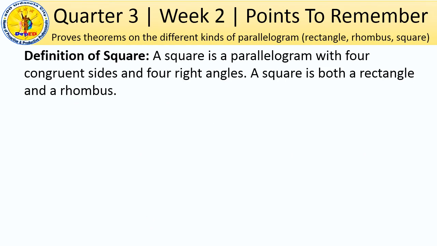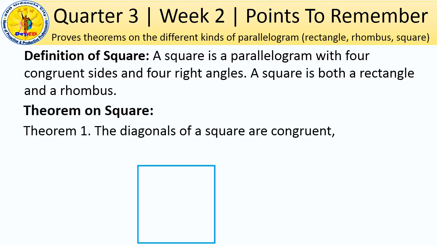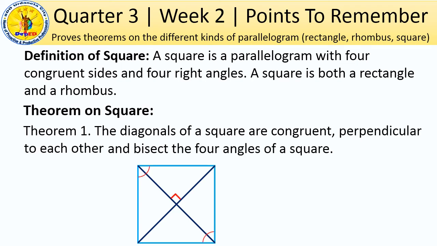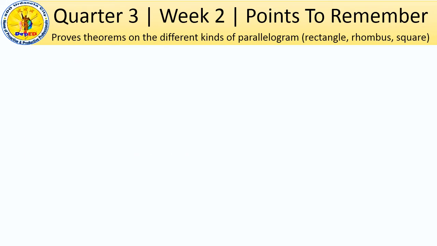Last but not the least, definition of a square. It is a parallelogram with four congruent sides and four right angles. A square is both a rectangle and a rhombus. Theorem number 1. The diagonals of a square are congruent, perpendicular to each other, and bisect the four angles of a square.